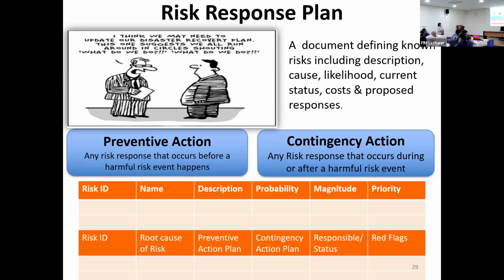So based on that priority, you will identify the root cause of the risk. Otherwise, you can't manage the risk. If you don't know why it is happening, the outcome has to be known, right? And then you need to have preventive actions and the contingency action. You may have a preventive action, but if things go wrong, what will you do, right?